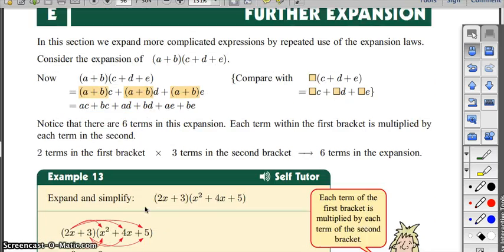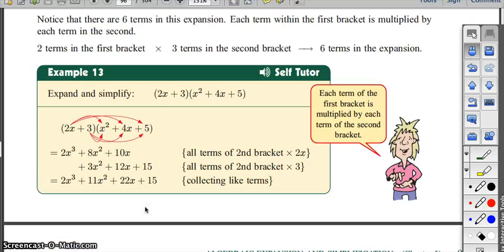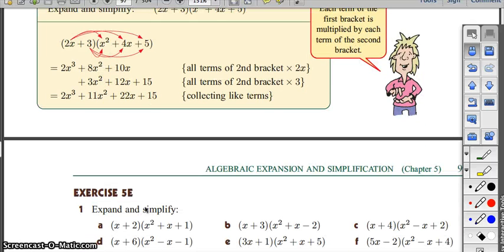Now, further expansion. Who's in further expansion? Is anybody in further expansion? Yep, just you two? Okay. And plumbing. So I'm just going to go through further expansion with you. Okay, really quickly. Yep. Okay, Lee, you're right? Yep, okay.